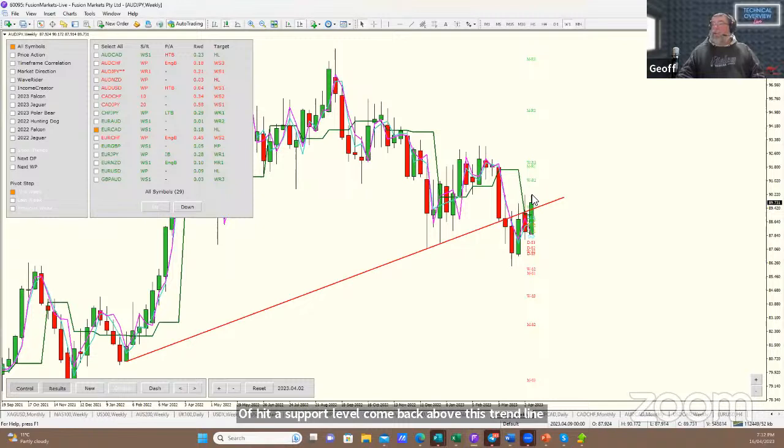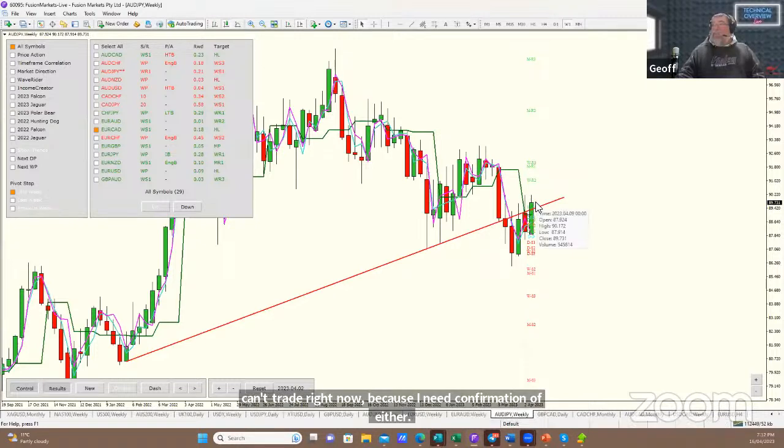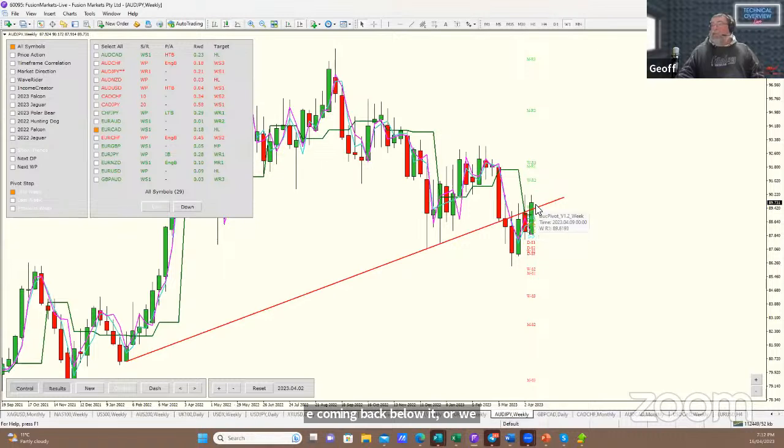So this is right now in a position where I can't trade it long. I'm being told to trade it short by the game changer plus bar, game changer short, inside bar, telling me to go short. That's a situation that I just can't trade right now because I need confirmation of either we're not staying above this trade line, in other words, we're coming back below it, or we're going to retest that level and then go long. So have I got my eyes on it? You bet I have, because it's at a very, very important level.